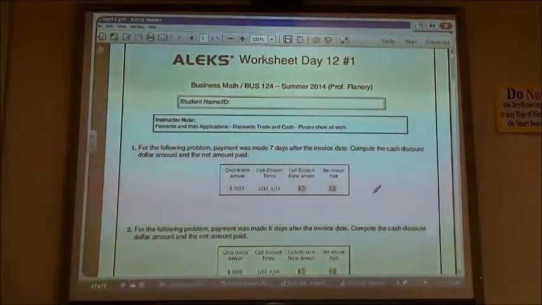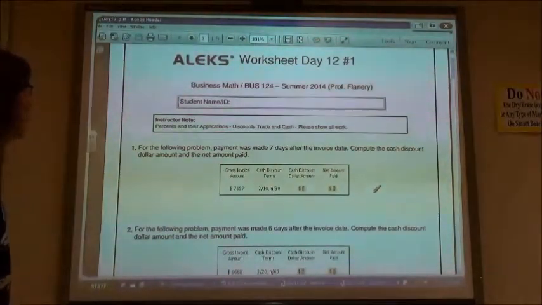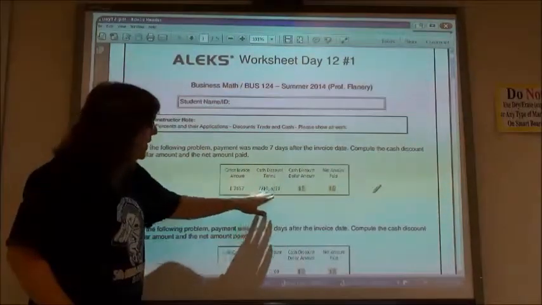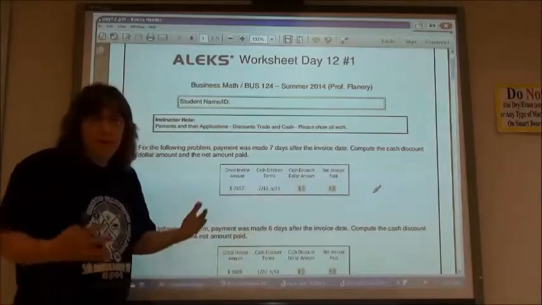This first one says, for the following problem, payment was made 7 days after the invoice. Compute the cash discount dollar amount and the net amount paid. What you need to look at is under the cash discount terms, you will have some notation.